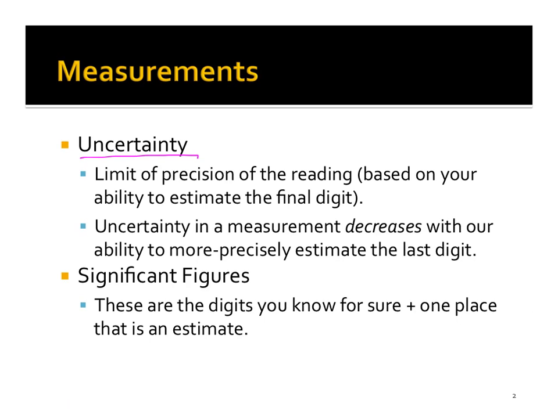So uncertainty is a limit to the precision of the reading, and it decreases the more precise you get. So changing the measurement device from your feet to, say, a ruler or a yardstick or even a tape measure, we are going to decrease the uncertainty because we are getting a device that is more and more precise. That's where significant figures come into play.